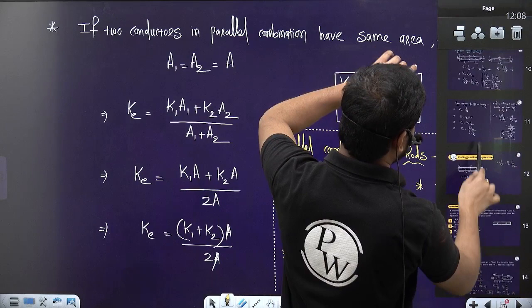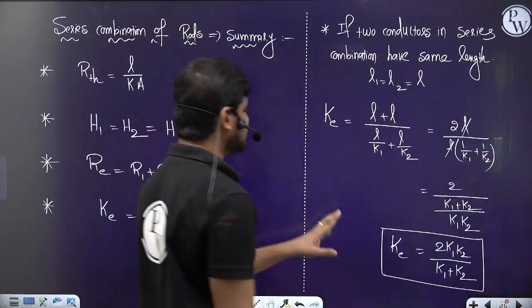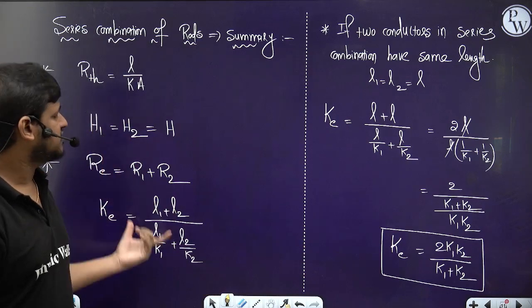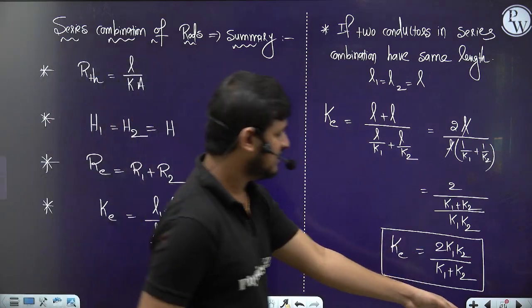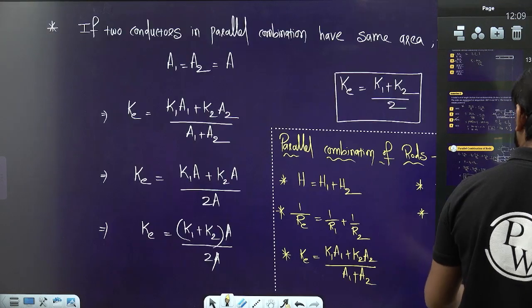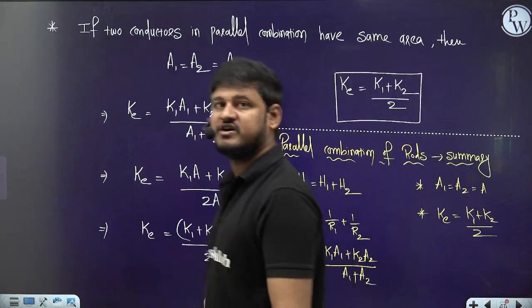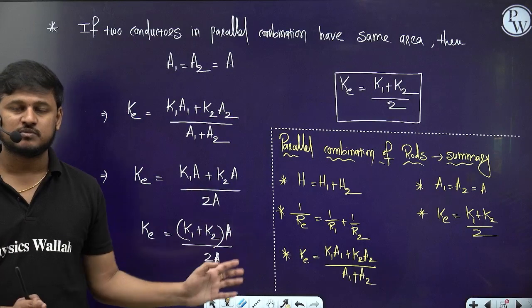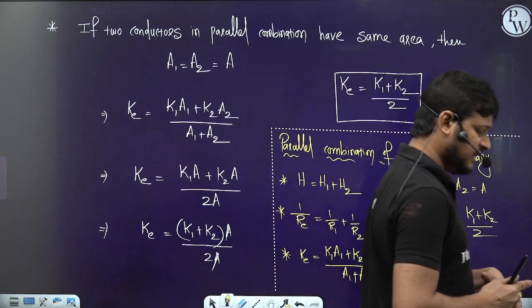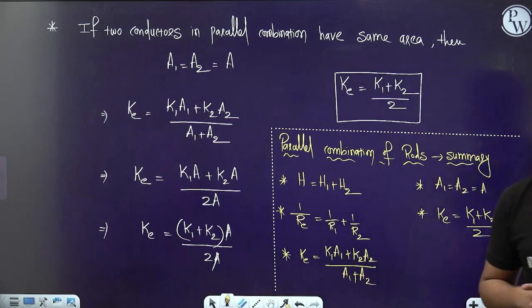So just write these two again in one page. I don't want to write them again, because it's a waste of time. I have one slide here for the series summary, and one more slide here for the parallel combination summary. So you guys just write them at one place, to avoid confusion, and just have a look at those formulas. Clear? Everyone? Done? Chalo.